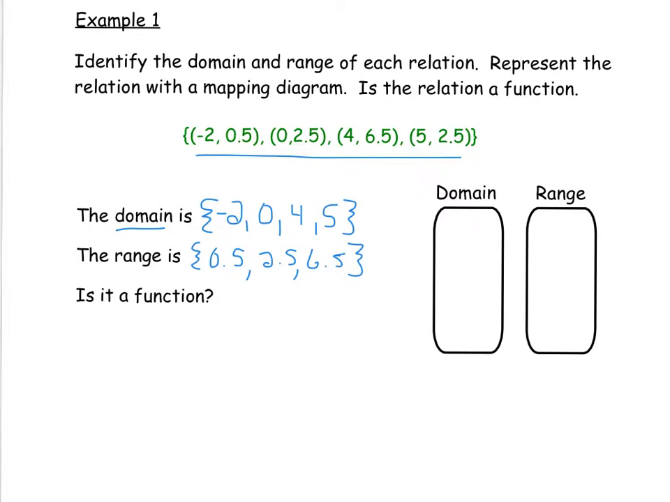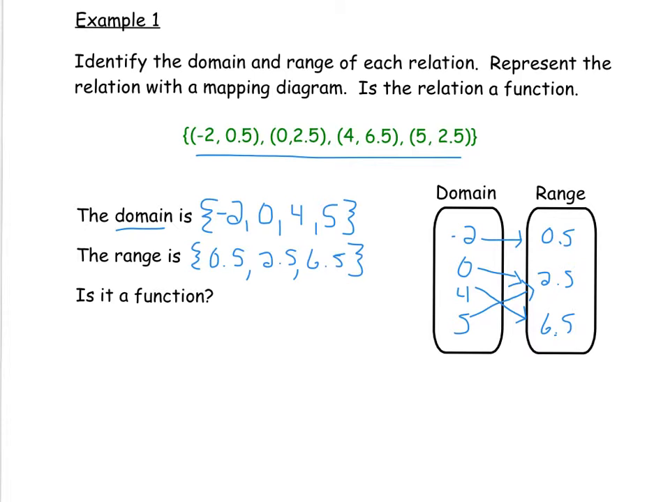Now, is this a function? Well, a mapping diagram will help us determine that. So -2, 0, 4, 5, 0.5, 2.5, and 6.5. And now we're going to see which domain goes with which range. -2 went with 0.5, 0 went with 2.5, 4 went with 6.5, and 5 went with 2.5.